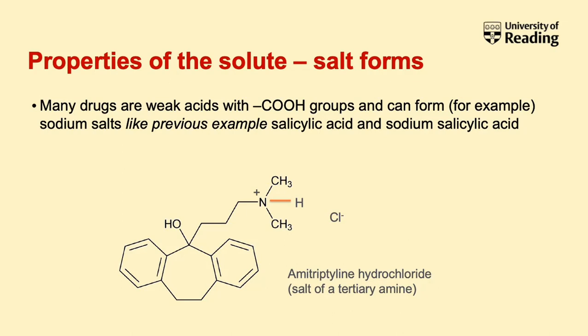So weak acids, which have a COOH group, for example, and a weak base with an amine group, so CH2. A weak acid can form a salt, for example, a sodium salt, and this is a method used to increase solubility or stability of a drug. This example here is amitriptyline hydrogen chloride. The chloride salt, the drug used in formulation to improve solubility.